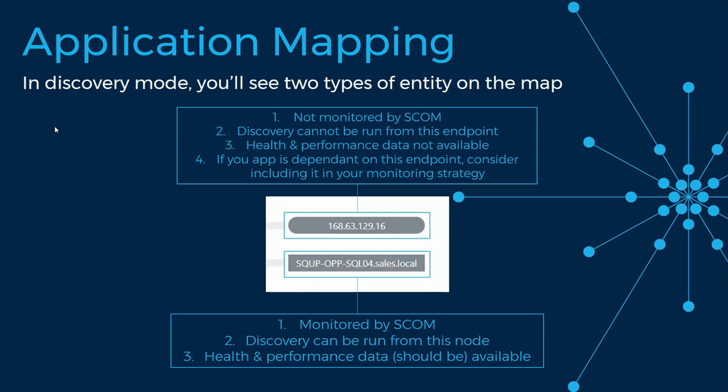So we may have discovered a couple of things here. This might be something that we should have installed the SCOM agent on and haven't done so already. And so it's picked up a sort of hole in our strategy in that respect. Or perhaps it might be an external web endpoint or something along those lines that your app has a dependency on. Well, if so, that can still be monitored by SCOM using transaction monitoring. So do think about including that in your application monitoring strategy.